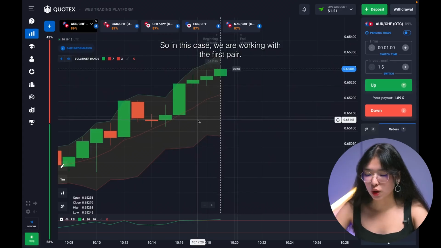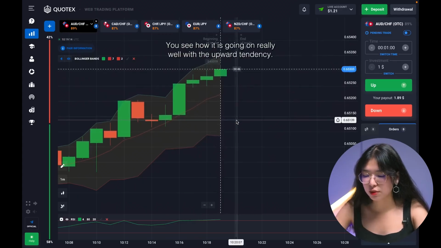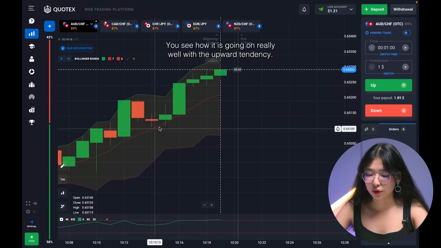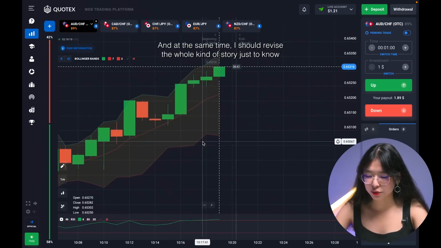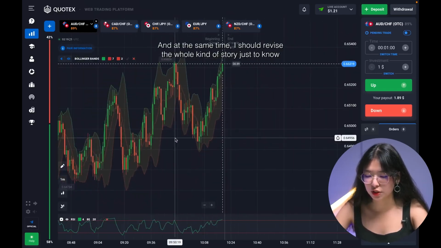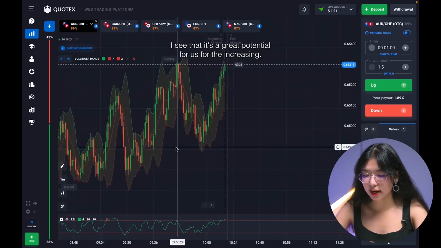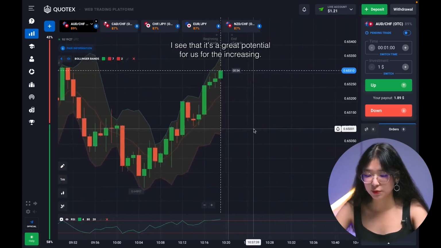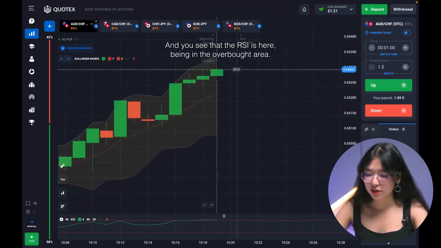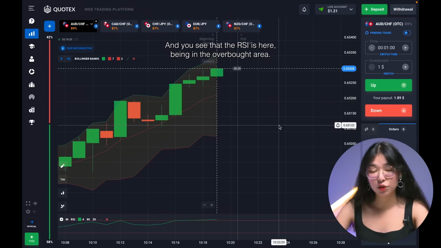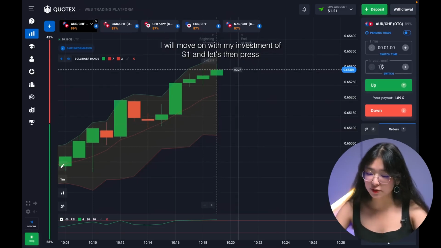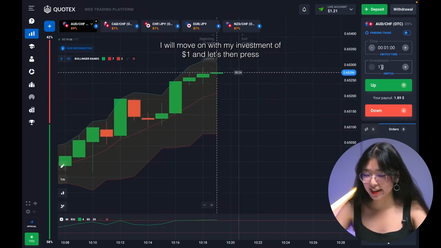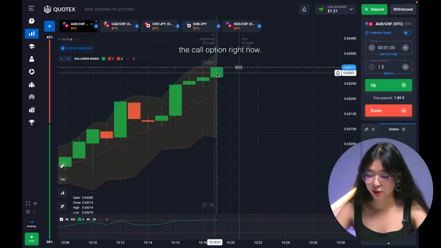So in this case we are working with the first pair. You see how it's going really well with the upward tendency. At the same time I should review the whole picture just to know what is going on here. And I see that there is great potential for an increase. You see that the RSI is here in the overbought area. I will move with my investment of $1, guys, and let's press the call option right now.